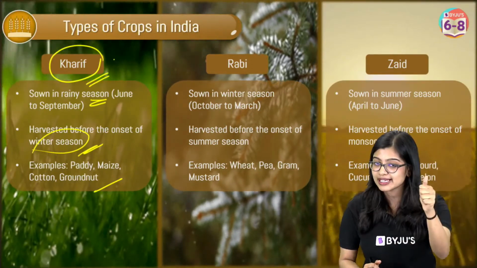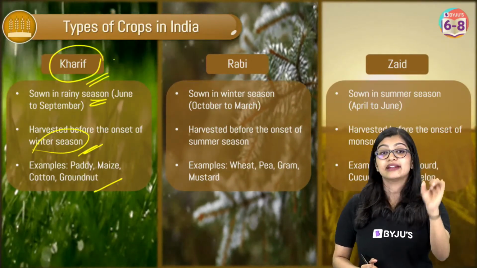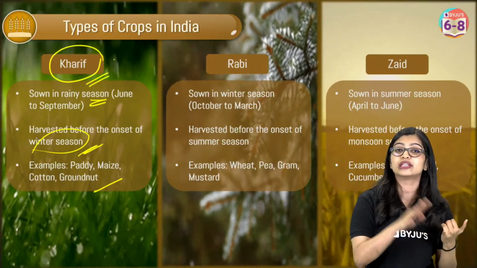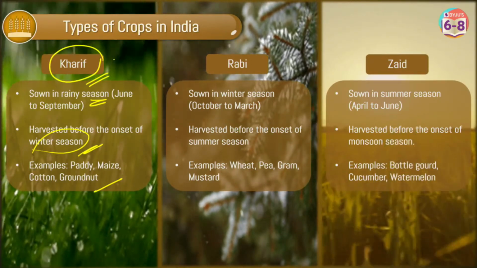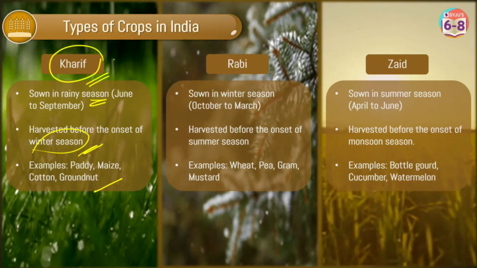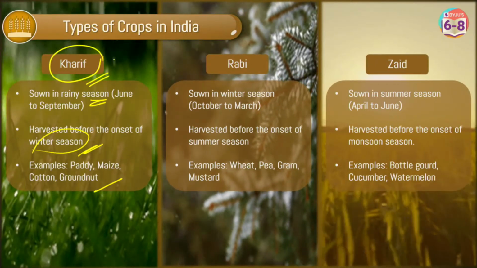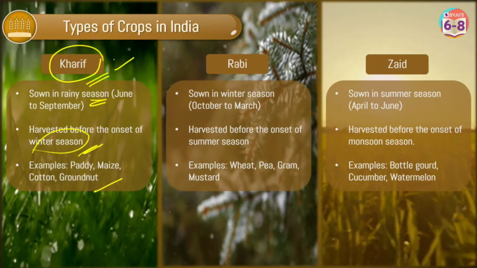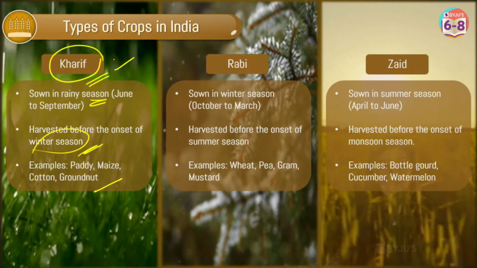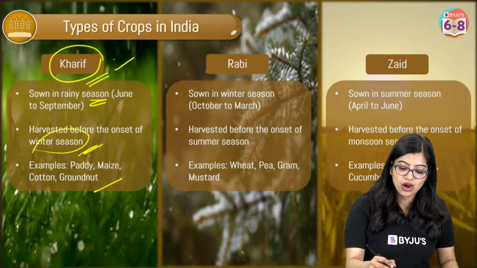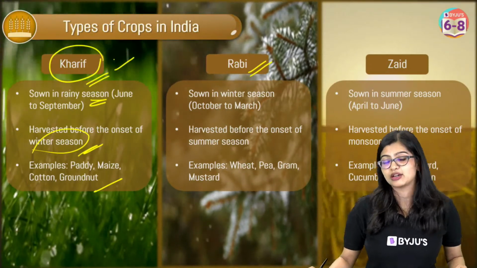Once again I'm going to go over it. Kharif means they are sown during the monsoon season or on the onset of monsoon. So far, if you are able to follow me, please do let me know. Kharif is clear? Alright, moving on, let's talk about Rabi crops.